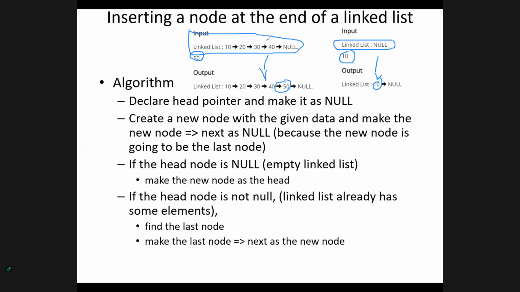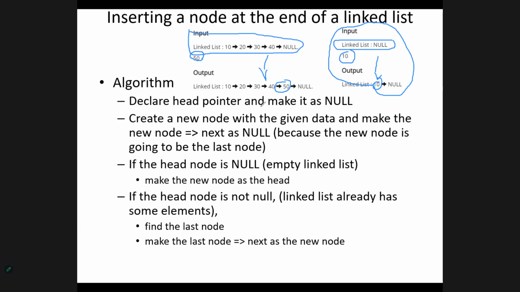So you can understand two cases. If the list is null, only one element will be inserted. If the list is not null, it will insert the value at the end of the linked list. So what is the algorithm?